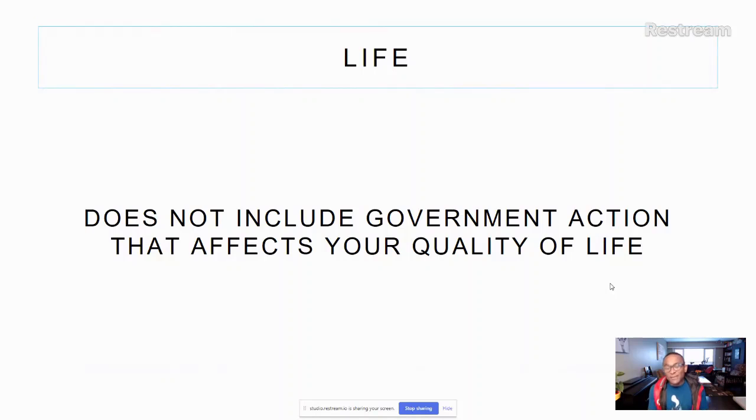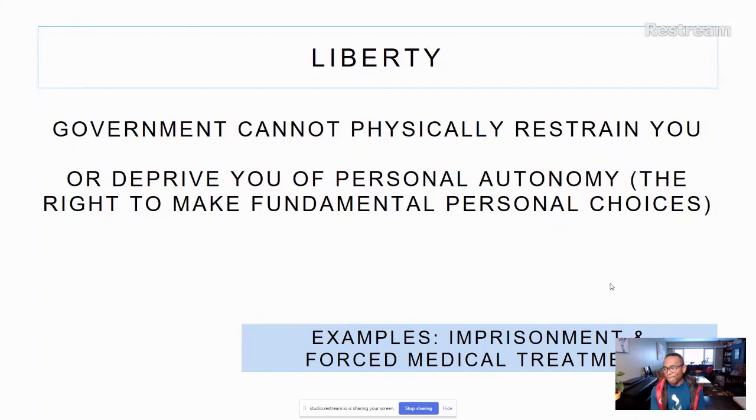Now, the right to life does not include government action that affects your quality of life. Just generally speaking, you can't drag the government to court saying, my life is not what I want it to be. It's not optimal. I want to have coffee 3 times a day and I can't, or I need booze, I can't get booze. It's not about the quality of life. It's about causing you death or increasing the risk of you dying, whether directly or indirectly.